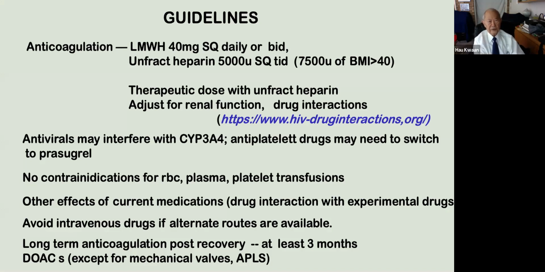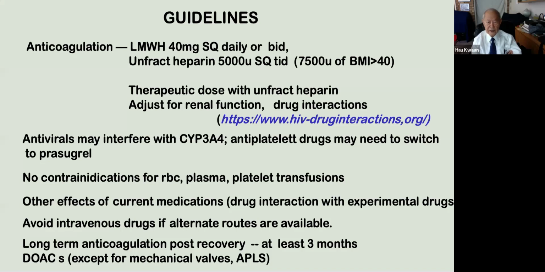So now I have to turn, with the last few minutes, to the guidelines that have been given for this disease. First, on anticoagulation: either a prophylactic dose of low molecular weight heparin, 40 milligrams daily or twice a day, or unfractionated heparin, 500 units. And if the patient is obese, a higher amount is given, 750. If a therapeutic dose is chosen, it's given with unfractionated heparin. And if low molecular weight heparin is used, it has to be adjusted for renal function and other drug interactions. I don't have time to go into that.